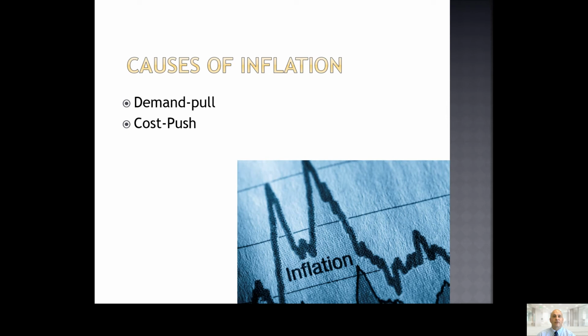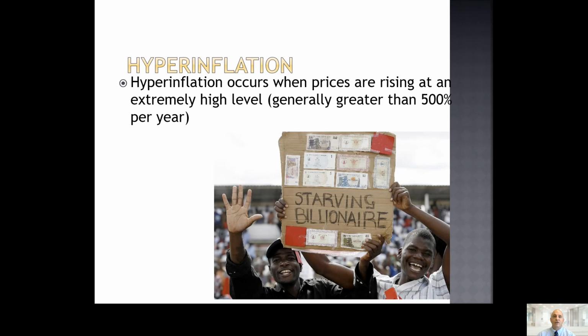So when the costs of production rise and the producers pass those costs on to the consumer, that's called cost push inflation. We also have what's known as hyperinflation, which is essentially when prices are rising at such an extraordinary level that just the whole concept of inflation really doesn't make sense like it once did.